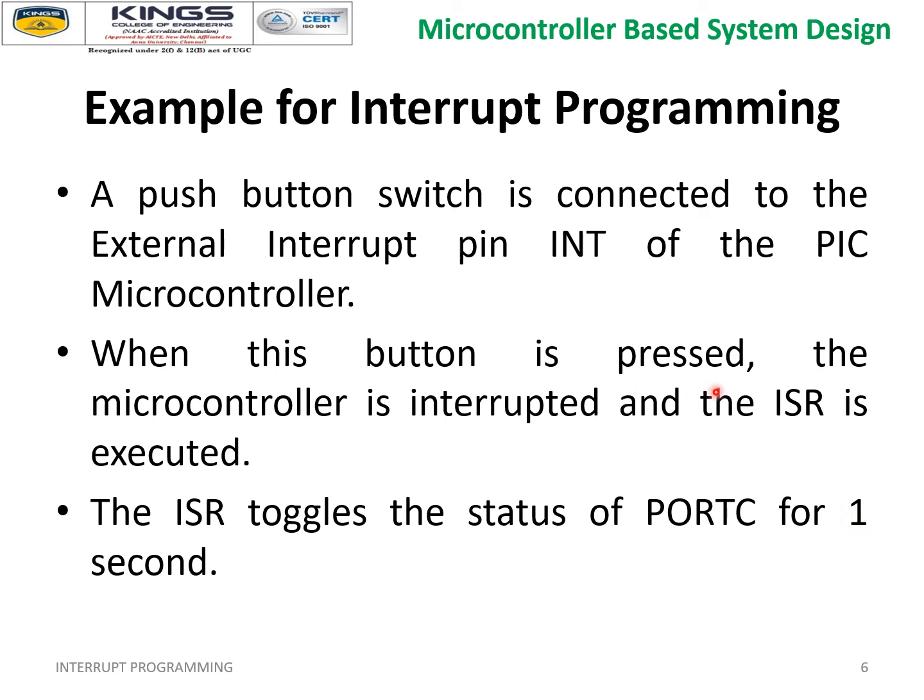So a push button switch is connected to the interrupt pin of the PIC microcontroller. Whenever the push button is pressed, it raises the interrupt. After the interrupt is raised, an interrupt service routine should be executed. That interrupt service routine toggles the bits that are connected to port C for 1 second. So we can connect LEDs to all the bits of port C, so that we can see the toggling status of the LEDs.